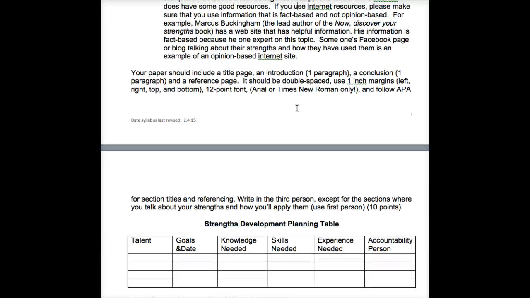Okay, your paper should include a title page, an introduction. Every paper should have an introduction. Tell us what we're going to read. Provide a conclusion. What did we just read? A reference page. You should have references. You should definitely be referencing the 2 textbooks and the action guide and those 5 additional resources. You need to use double spacing, 1-inch margins, 12-point font, and use either Arial or Times New Roman, and follow APA.